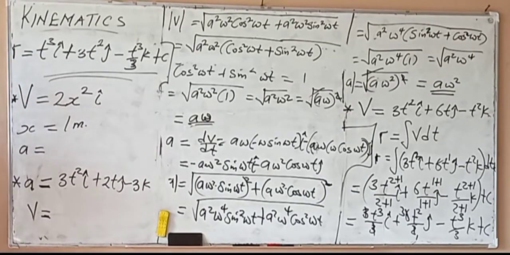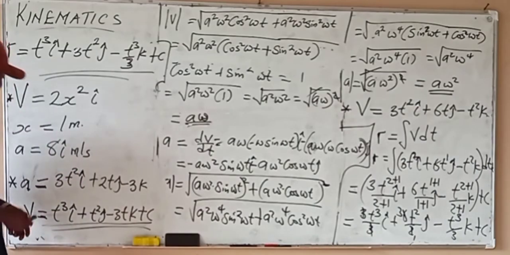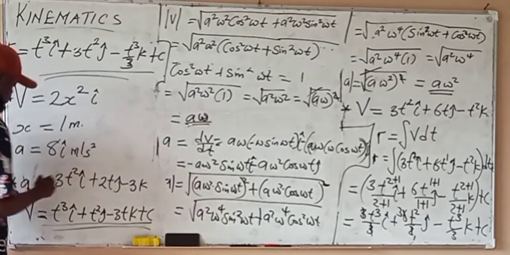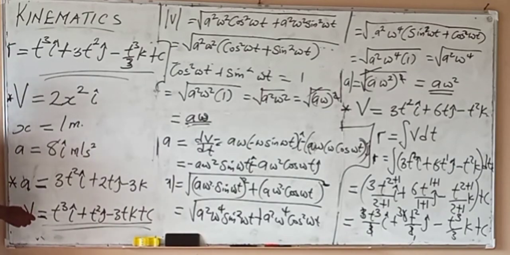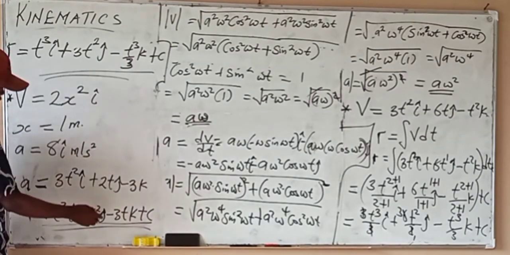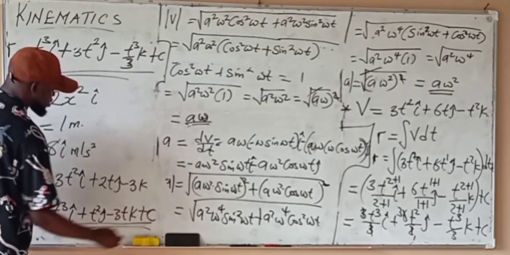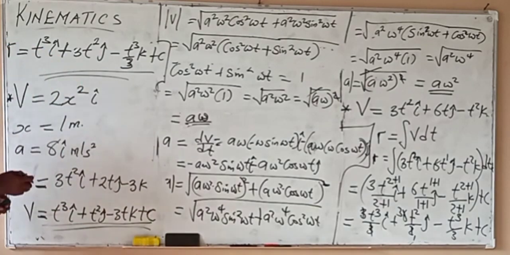Also solve this. If you solve them very well, you're going to have the following answers. The acceleration is going to be 8 i meters per second squared. The velocity will be t cubed i plus t squared j minus 3t k plus c. Remember, this c is the integration constant.